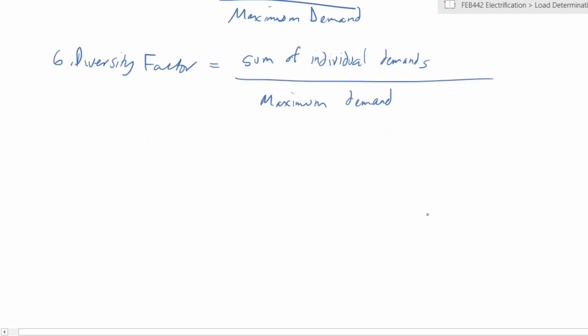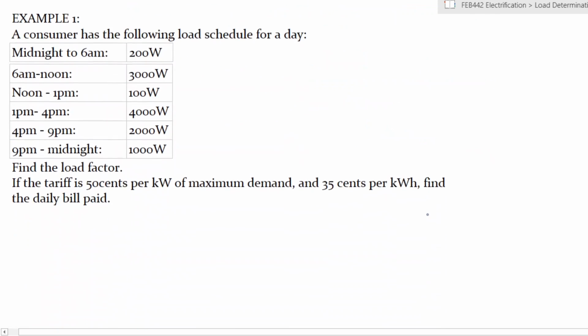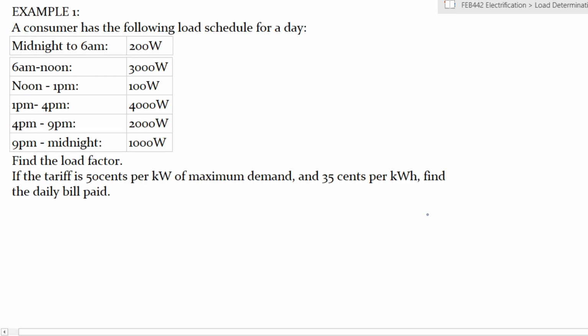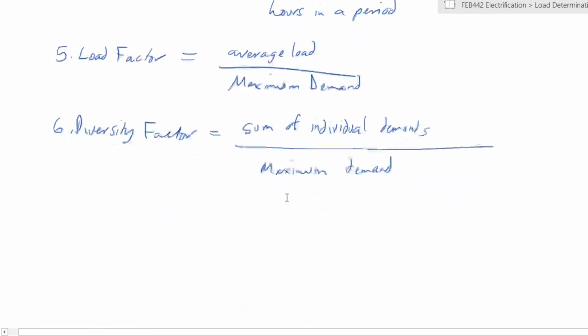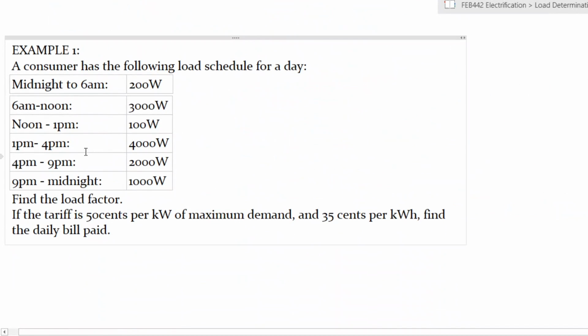So to make this clear, let's look at what each of these means through an example. A consumer has that load schedule for the day. It looks similar to what we had seen here, with a rise in the morning, steady through the day, and a peak in the evening. This seems to be more of an industrial customer, with higher load during the day. Now, if the tariff is 50 cents per kilowatt of maximum demand and 35 cents per kilowatt hour, what is the daily bill paid?